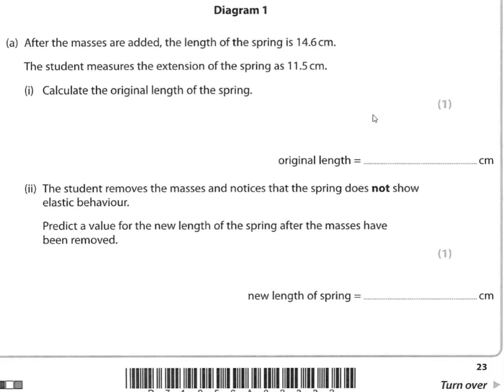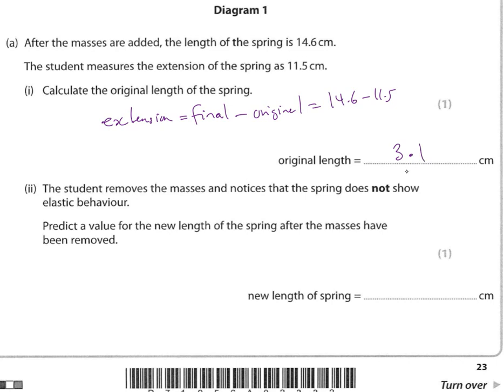Okay. Now this is spring. Now this one is the easy question. Spring, find the original length. So we know that extension is final take away original. Now everyone got this one correct, so 14.6 take away this much, so everyone got this one correct, there was no problem there at all.